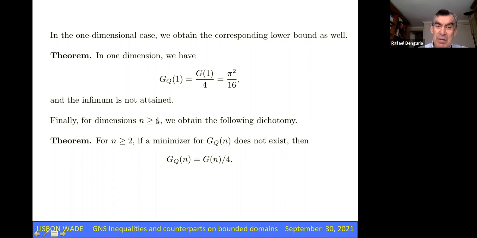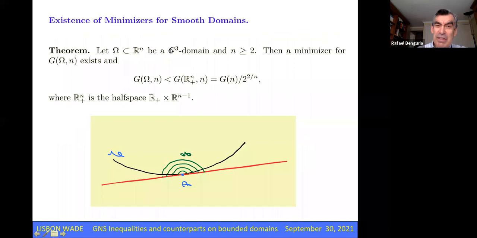And in dimension n bigger or equal to 2, we have a minimizer. A minimizer for G doesn't exist when you have equality, and exists when you have a strict inequality, and then you use concentration compactness. But the concentration here occurs at the boundary. And in order to prove the result of existence for a smooth domain, what you use here is that you can prove that you are going to have a solution.